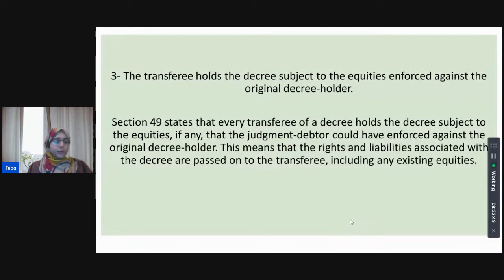All right, excellent. Well done with reading purposefully. 3 is indeed correct. Well done, Vijay. Well done, Ayushi. The transferee holds the decree subject to the equities enforced against the original decree holder. And this is via section 49 as mentioned in the question. Section 49 does state for it.